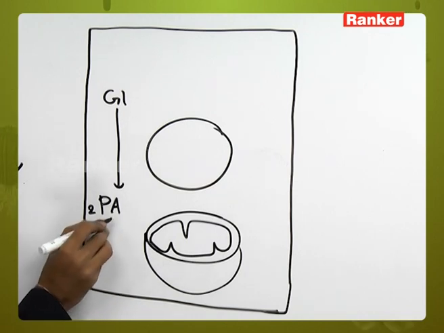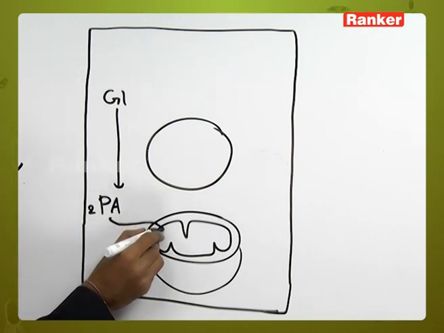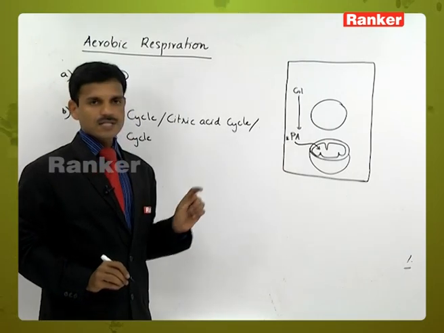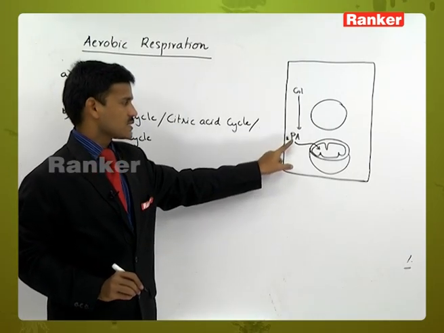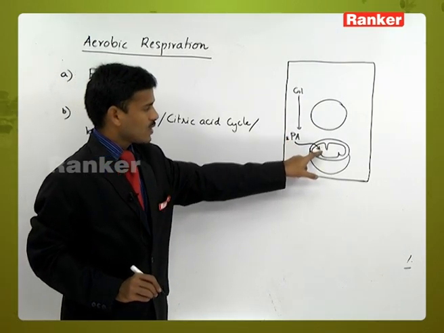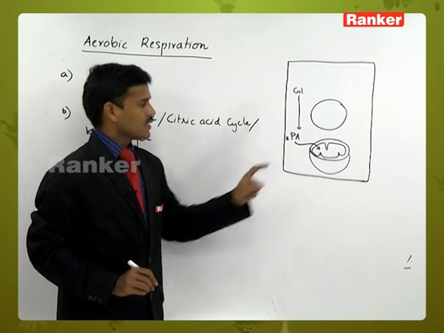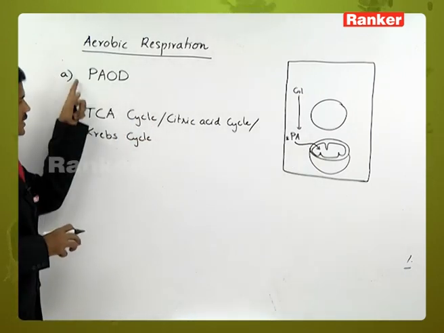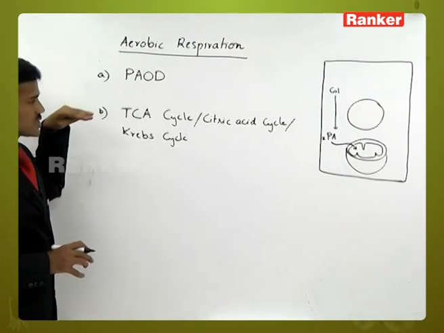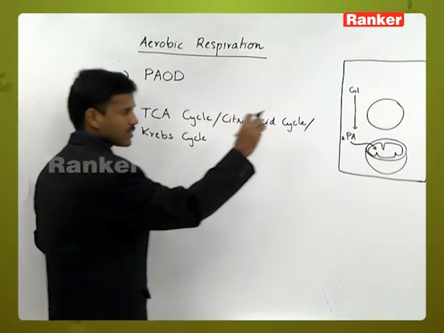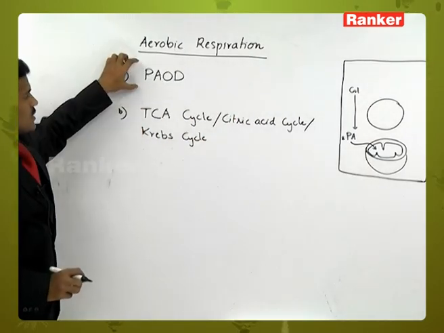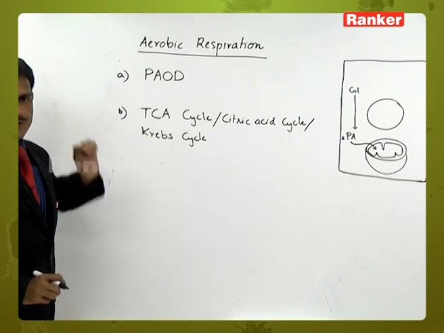Pyruvic acid is present in the cytoplasm. It enters the mitochondria with the help of proteins called pyruvate translocators, and reaches the mitochondrial matrix. Then the reactions take place in the mitochondrial matrix. All these oxidative decarboxylation and Krebs cycle reactions take place in the mitochondrial matrix. So let us see pyruvic acid oxidative decarboxylation.